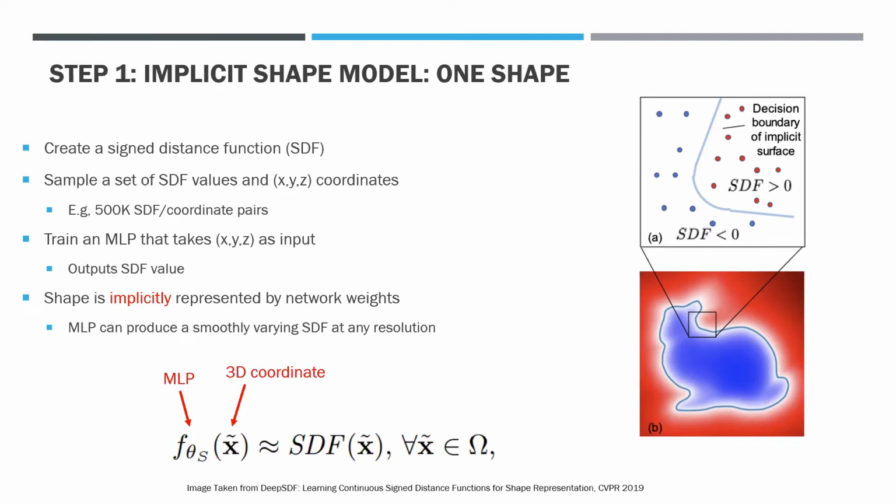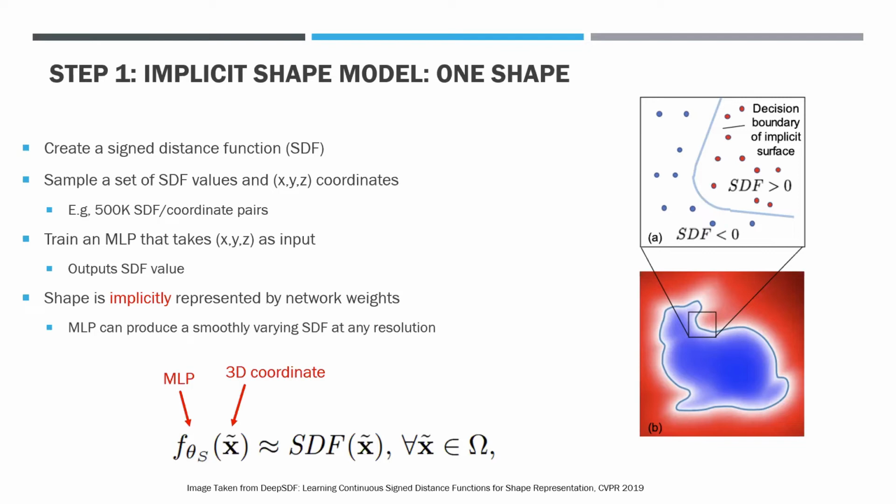Then we'll train a multilayer perceptron. That's just a fully connected network that takes the 3D coordinates as input, and it's trained to regress the corresponding SDF values. So the SDF values are the labels. Assuming that you have this MLP well-trained, the shape is now implicitly represented by the network weights.